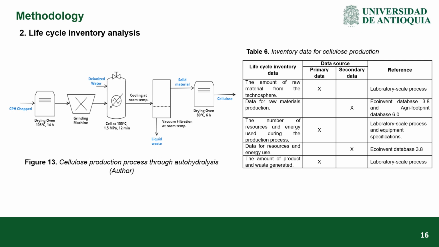Finally, for the cellulose production process through autohydrolysis, the amount of raw material corresponding to the CPH and deionized water were primary data taken from the laboratory scale process. The data for this raw material were secondary data taken from a database. The amount of energy used for this transformation was primary data taken from the laboratory scale process and equipment specification.